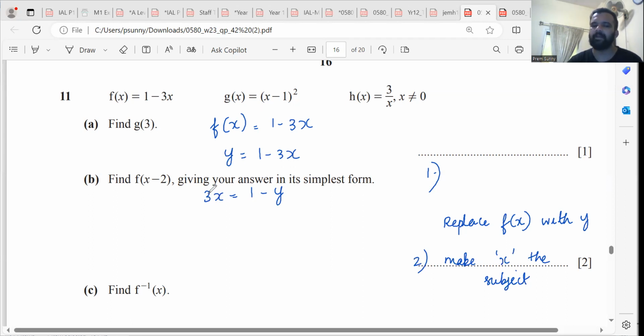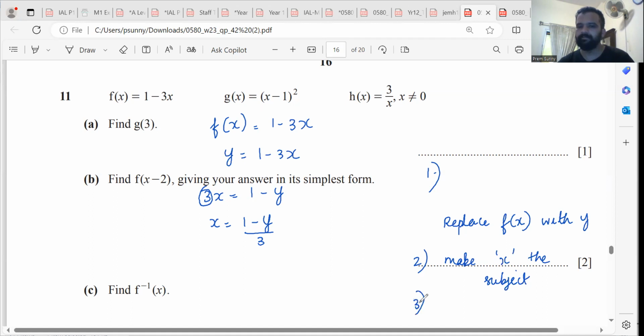Now we don't want this 3. 3x means it is 3 multiplied by x. So the multiplication of 3 goes to the other side. It becomes 1 minus y by 3. Now I have x as the subject. You can see only x is there on my left hand side. That means I made x the subject.